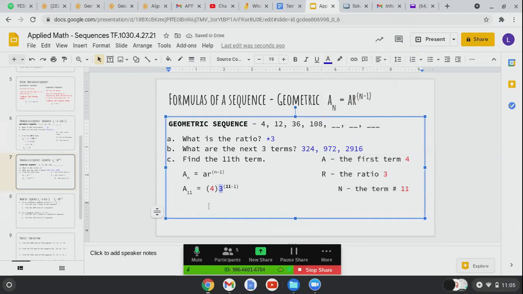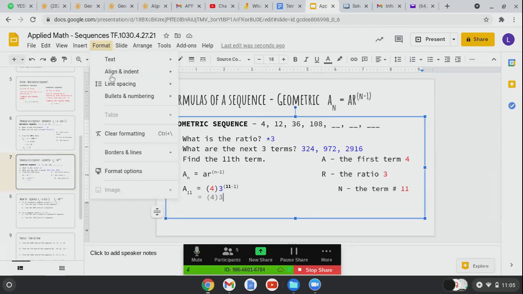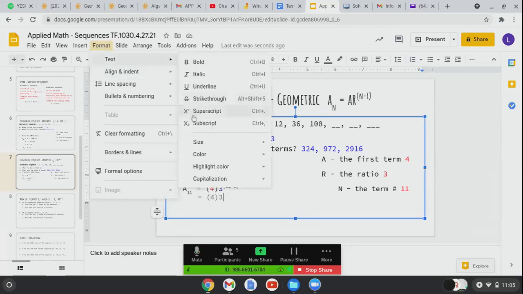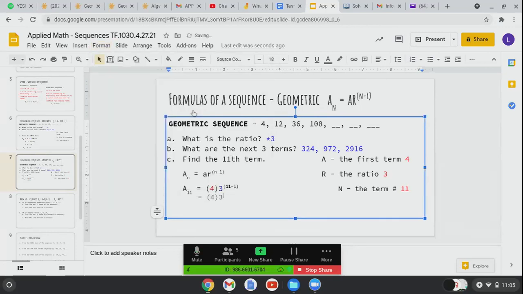So now again, order of operations says you do what is in parentheses first. So we keep the 4, we keep the 3, and we find this exponent. So we know that exponent is going to be 10.